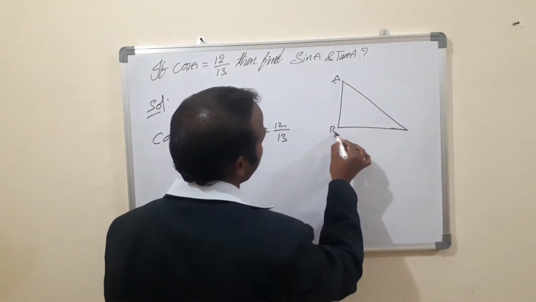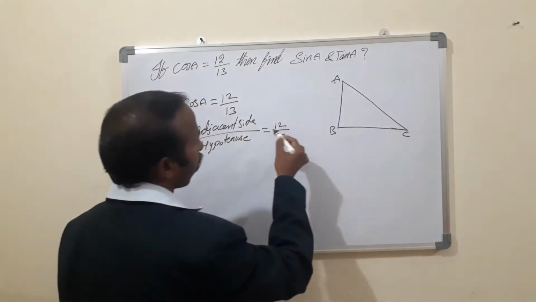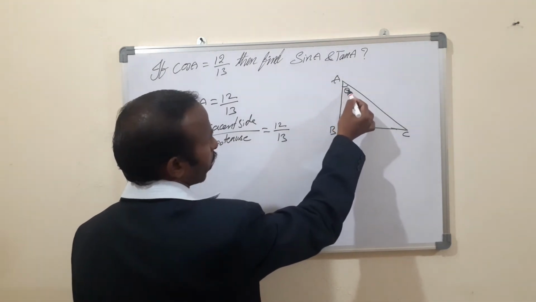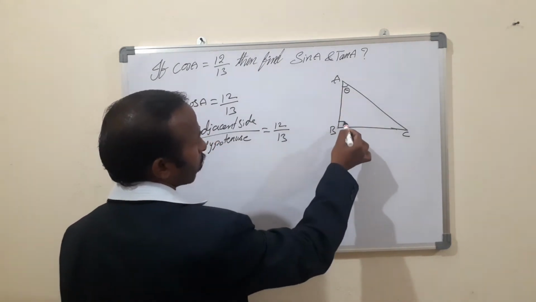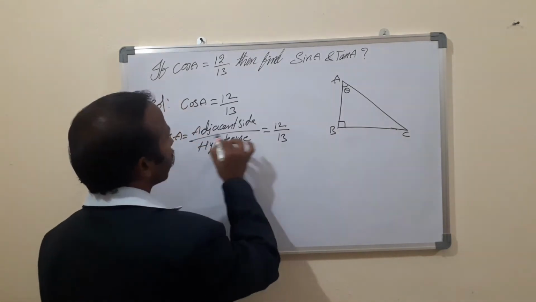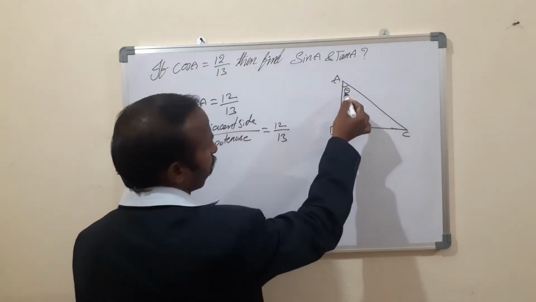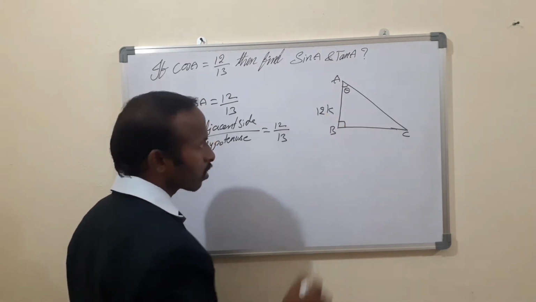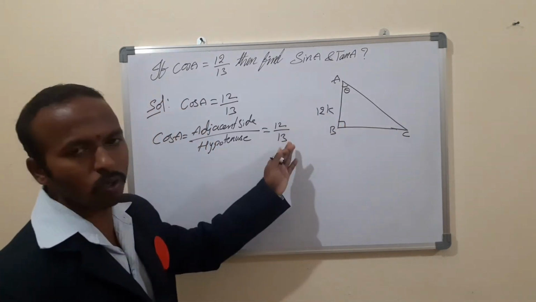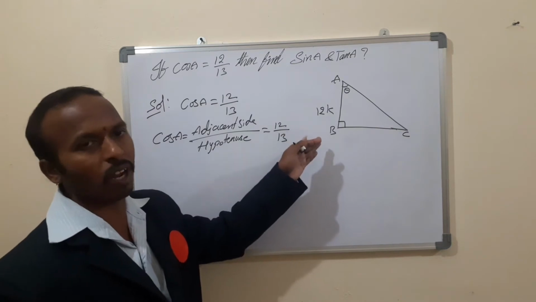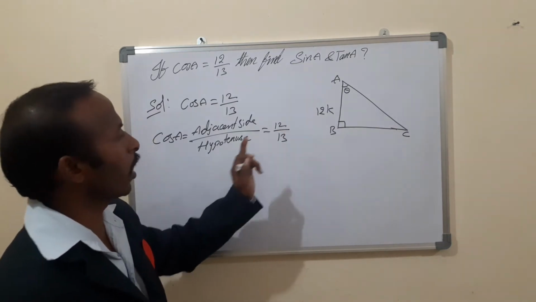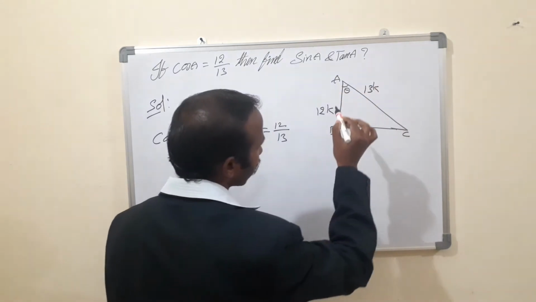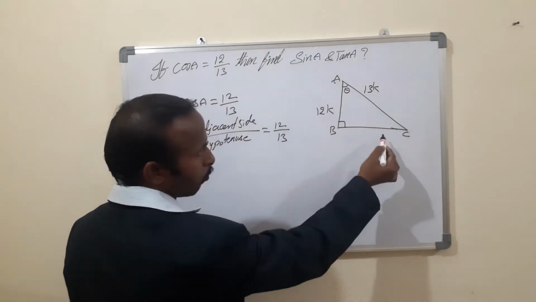A, B, C. Now we will consider theta at A. Now see, right angle is at B. Adjacent side of the theta is AB, that is 12K. Why we have considered K: it is the ratio, so it is not the exact value. So 12K. In the same way, hypotenuse is 13K. Now we have to find the value of BC.